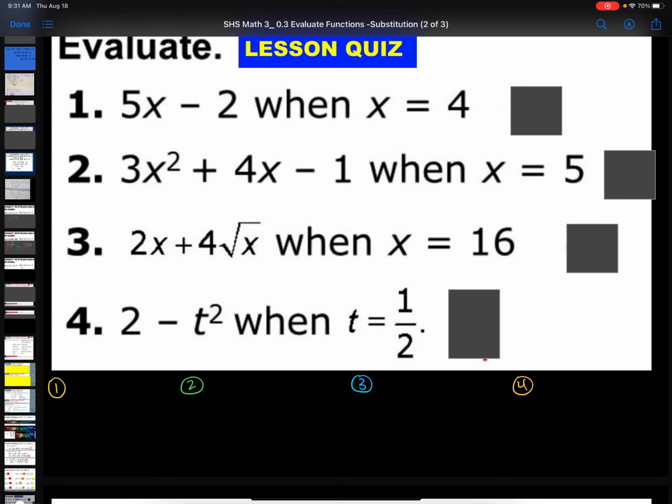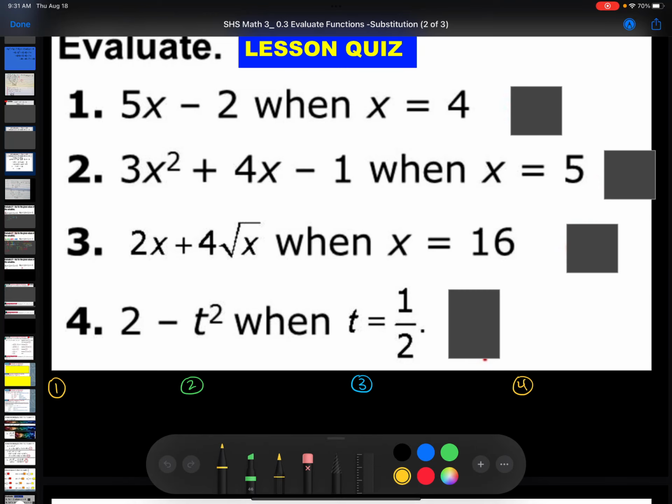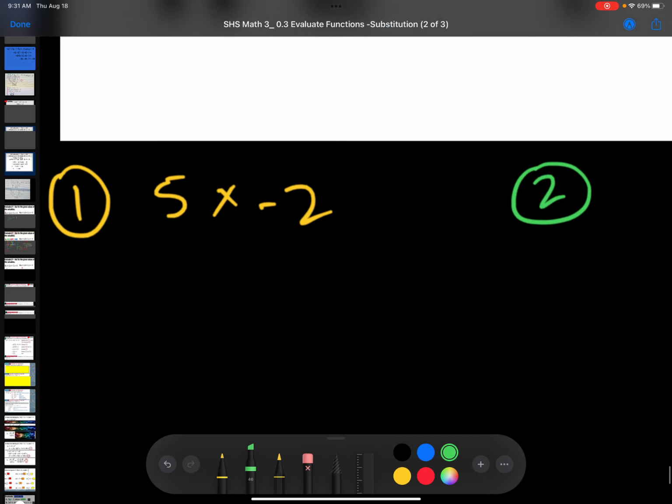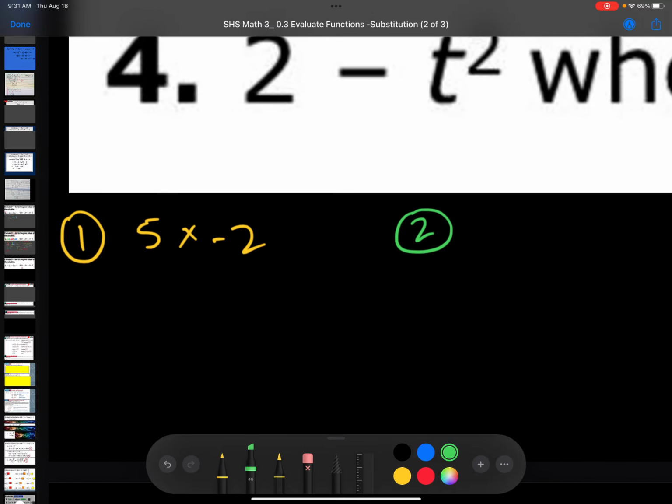All right, question number 1, we're evaluating, we're just substituting. So if you think of it this way, I'm taking this number here and I'm replacing it with that number. So I have 5x minus 2. Let's try that again. So I'm taking this number, x equals 4, and I'm putting it over here into this x value. So I have 5x minus 2.